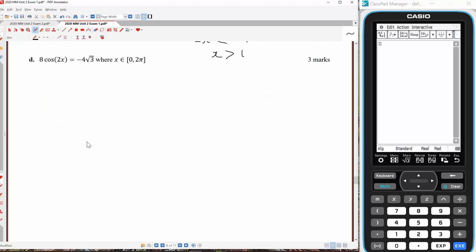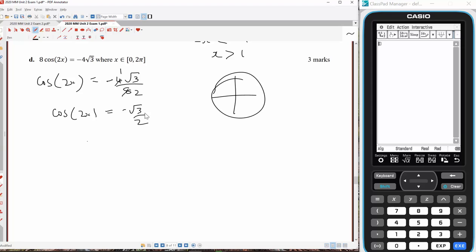All right, 3 marker trig solve. Cosine 2x equals negative root 3 on 2. All right, so what's our base angle? It's going to be pi on 6.